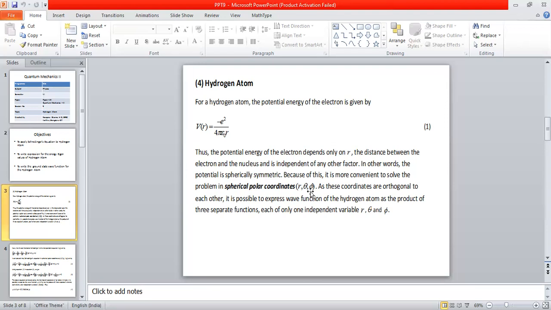So therefore, rather than going to the Cartesian coordinate system, we are making use of the spherical symmetry of the potential of the electron around the nucleus, and therefore we are going to solve the equation in terms of spherical polar coordinates r, theta, phi. As these coordinates are orthogonal to each other, it is possible to express the wave function of the hydrogen atom as a product of separate functions. So the three coordinates are r, theta, phi. Let us proceed further. Let me go to the next slide.